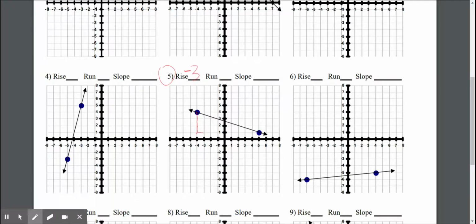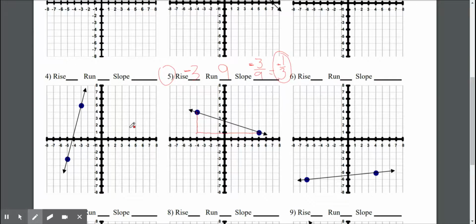Our run is 1, 2, 3, 4, 5, 6, 7, 8, 9. So our slope is negative 3 over 9, which equals negative 1/3. Again, if you Google fraction simplifier, you'll be able to find something that easily simplifies these fractions for you.